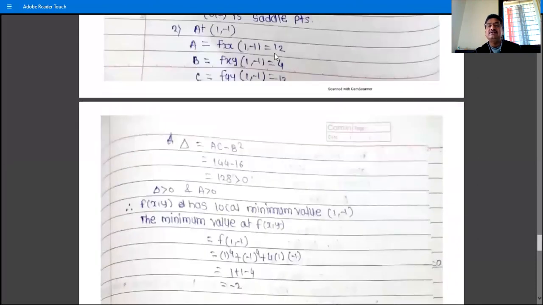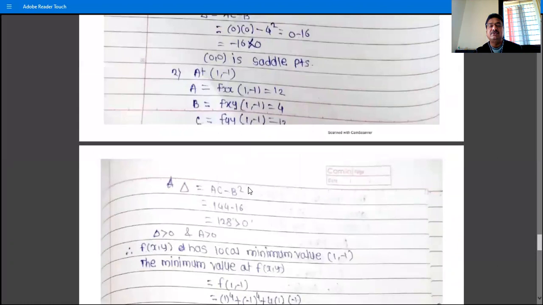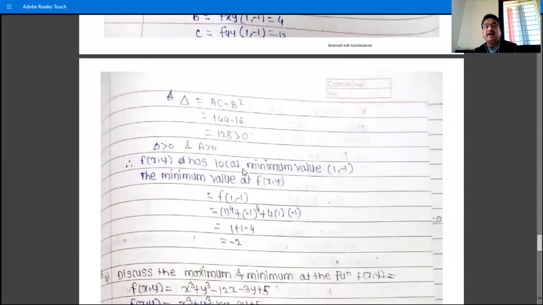And then delta is AC minus B square, 12 into 12 minus 4 square, that is 144 minus 16, that is 128, which is greater than 0. And so delta is greater than 0 and A is also greater than 0. And therefore the function f(x, y) has a local minimum value at (1, minus 1), or the function has minimum value at (1, minus 1). And the minimum value of the function f(x, y) is what?